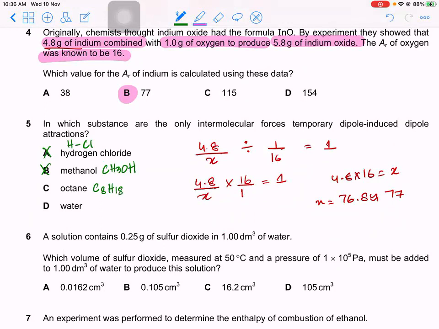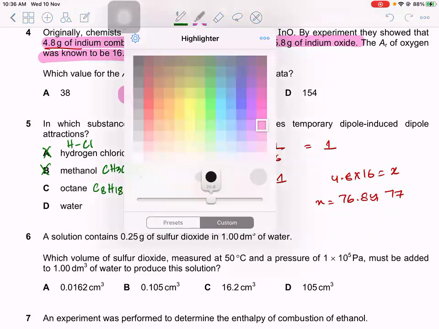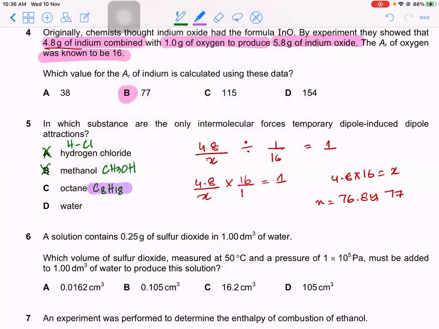Octane is C8H18, CnH2n+2. So right here, carbon and hydrogen only. And you know the electronegativity of carbon and hydrogen is similar or almost the same. Therefore, this is a non-polar molecule and it will only have temporary dipole-induced dipole forces. Not water also, because this has hydrogen bonding. This also has hydrogen bonding. This has permanent dipoles.